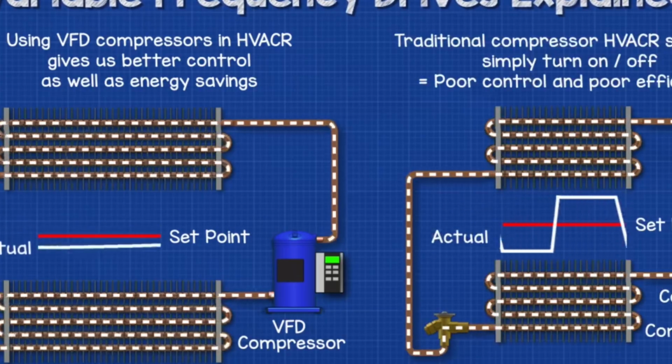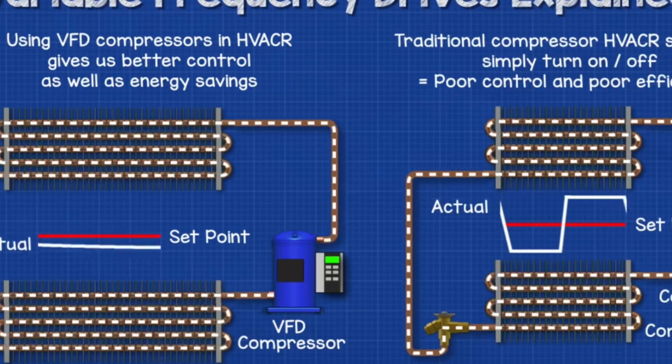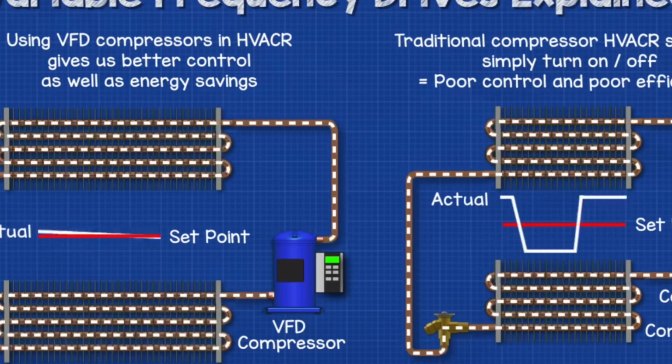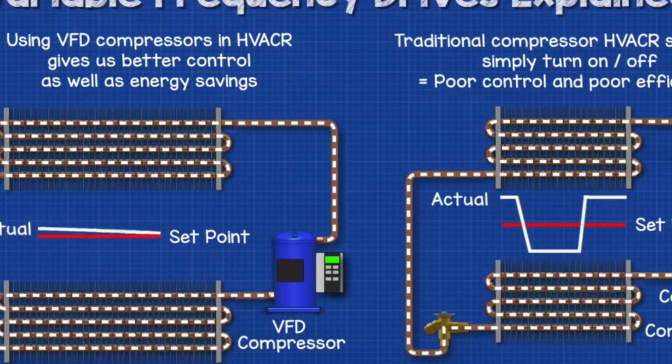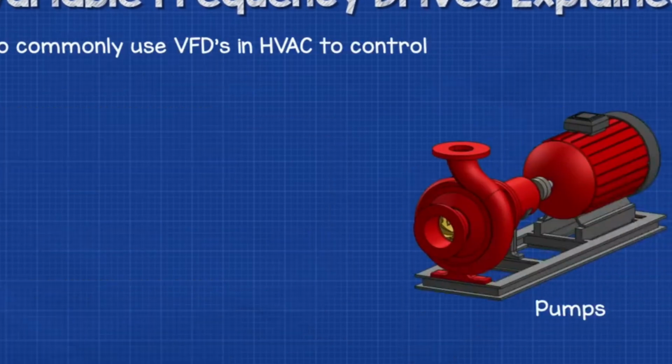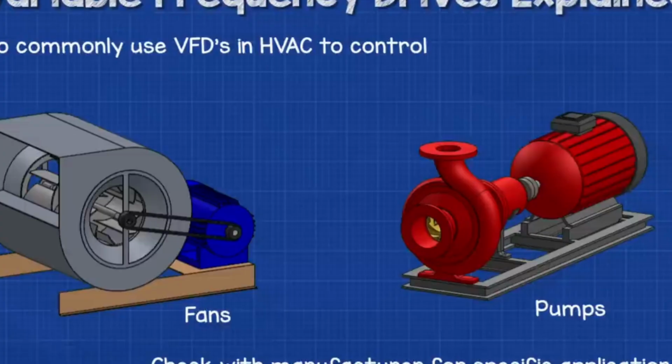Traditionally, we would have had to use a fixed speed compressor. Now these simply just turn on and off, and that results in poor control and high inrush currents. We also find them used to control things such as pumps and fans in HVAC systems to allow us to unlock energy savings and improve performance and control.